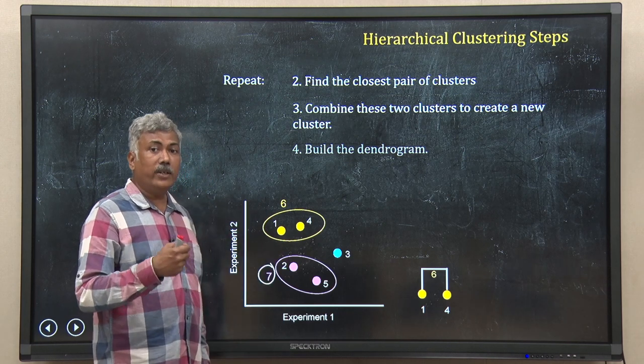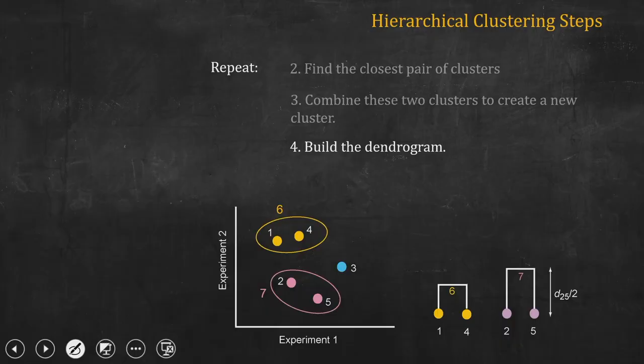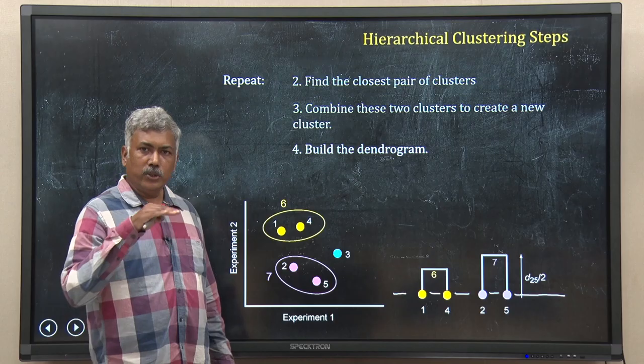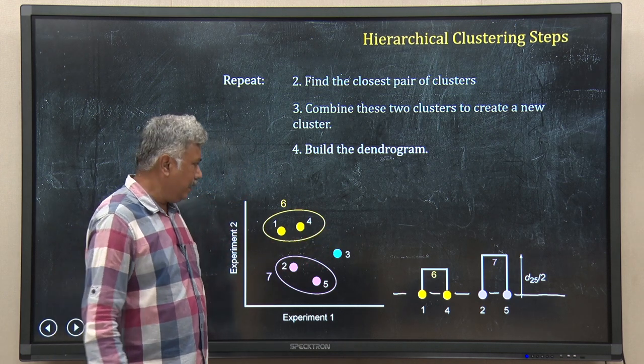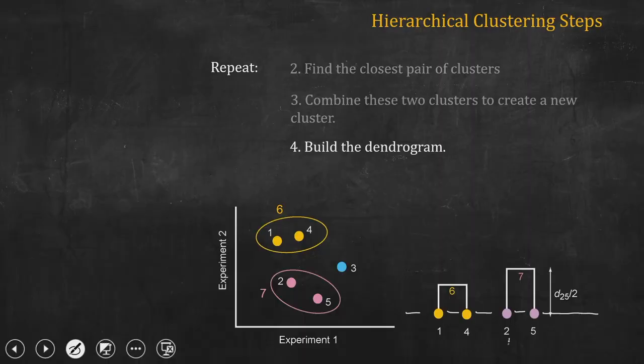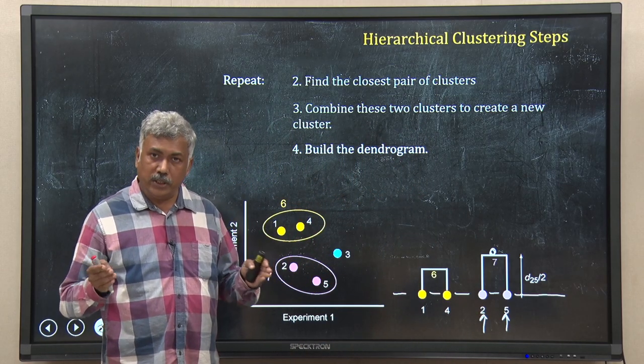Now, I will add that to my dendrogram. So, let us see that. Again, just for clarity, let me draw this horizontal line. And as I said earlier, all my original data points should be on this horizontal line. So, I have all those data points on the horizontal line and now this is 2 and 5. They have fused, combined to give me cluster 7. So, this is cluster 7. So, 7 is connected to 2 and 5 by 2 branches.